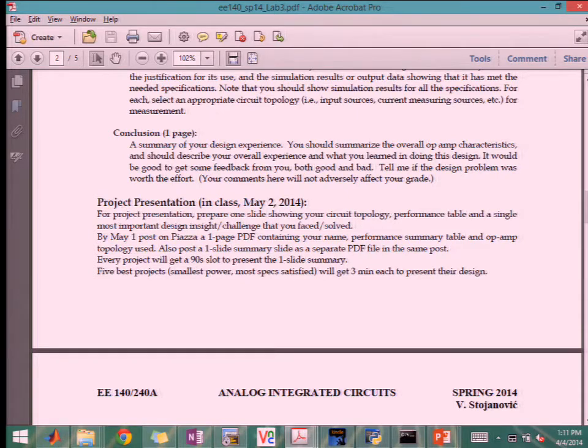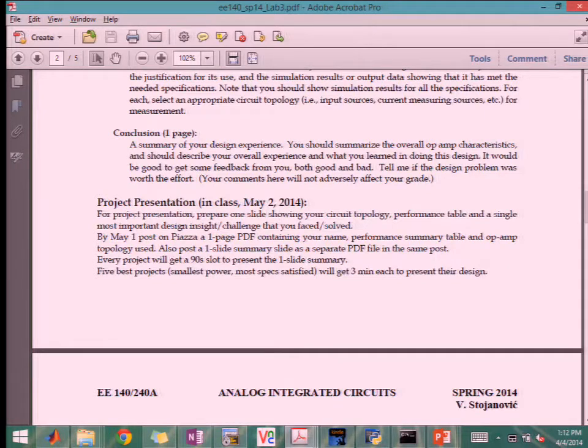But on the 2nd, everyone will stand up for 90 seconds and describe real quick what their topology looks like, what was the grand challenge they faced, as well as show the specs that they achieved. And that means that the day before that, to collect who did what, we want you by sometime in the evening of May 1st, not midnight, because we still need some time to aggregate everything, to post your one-slide summary that you're going to present, as well as the separate file containing your spec table.